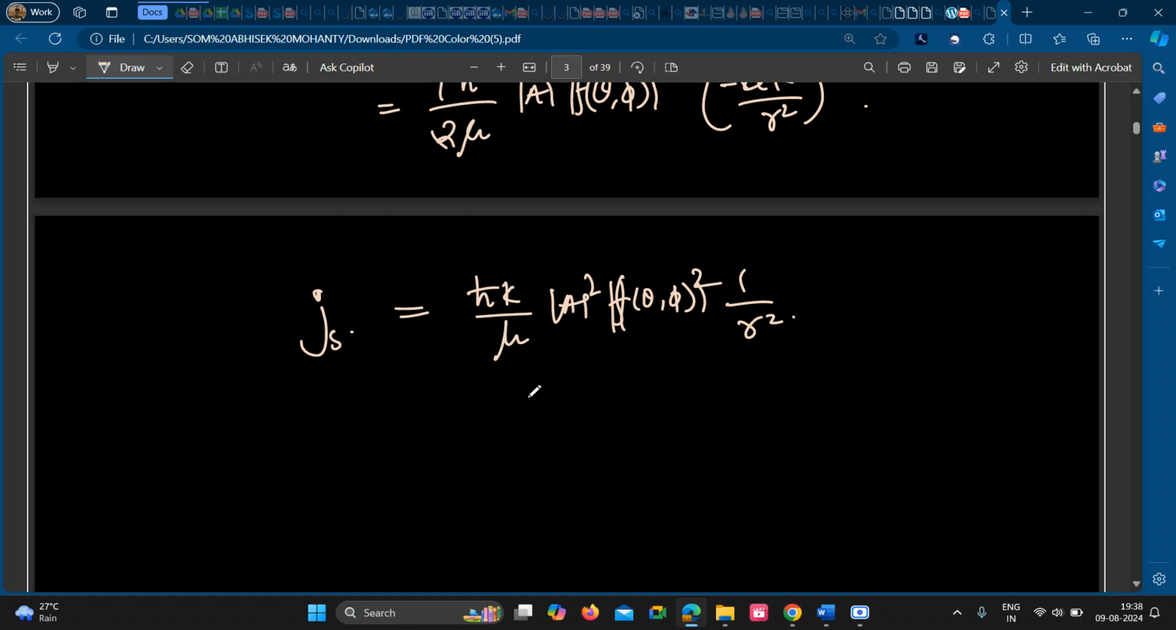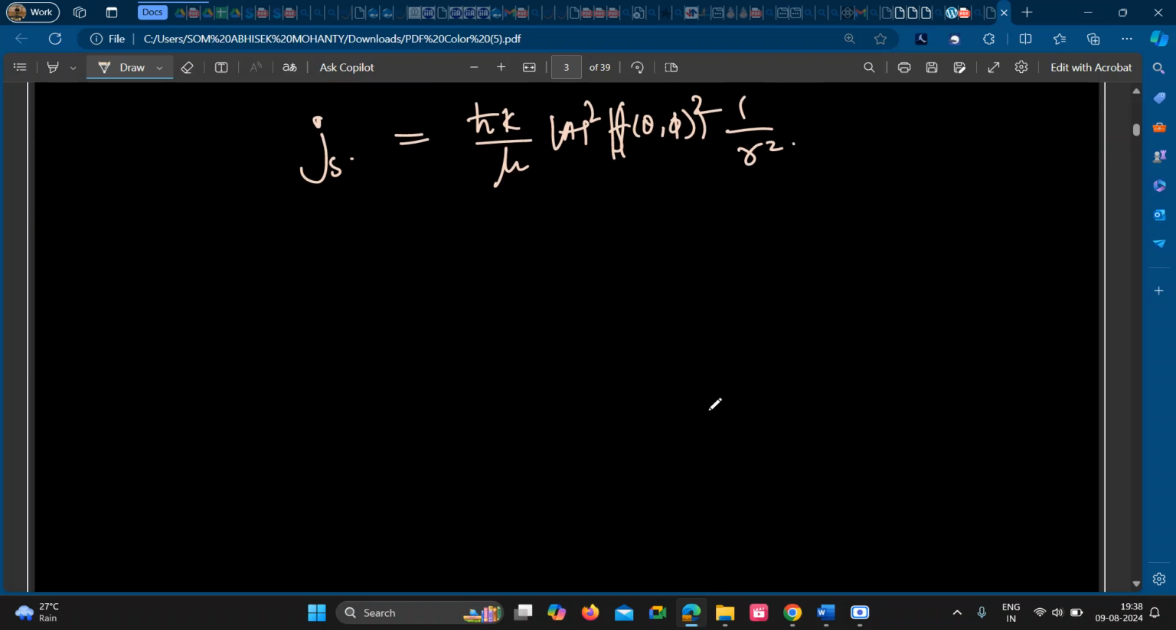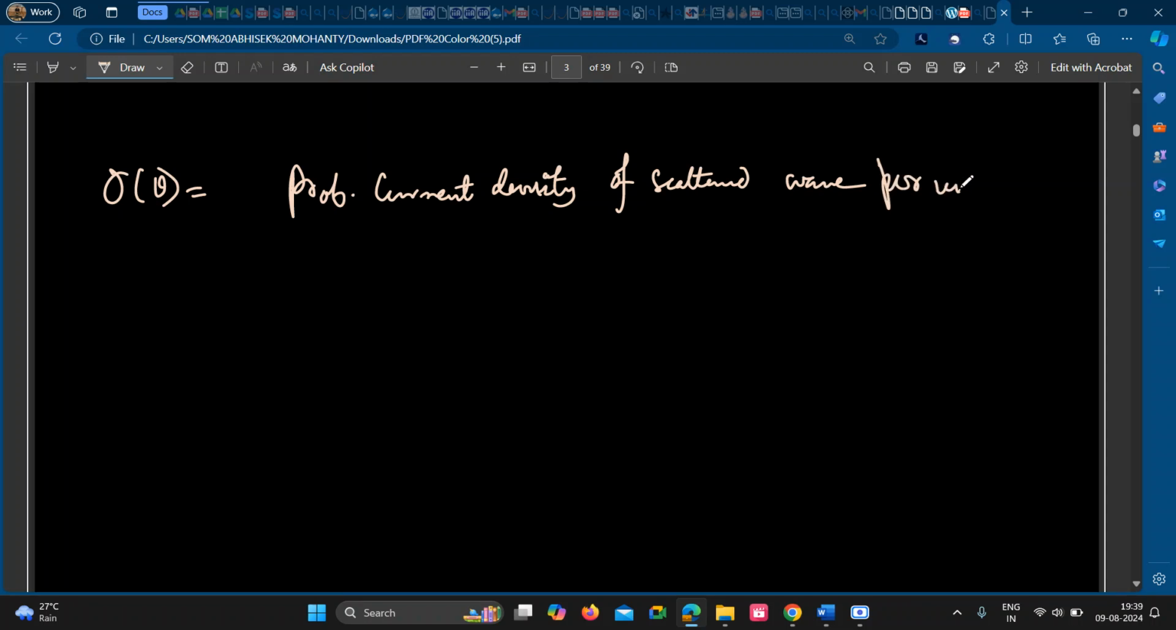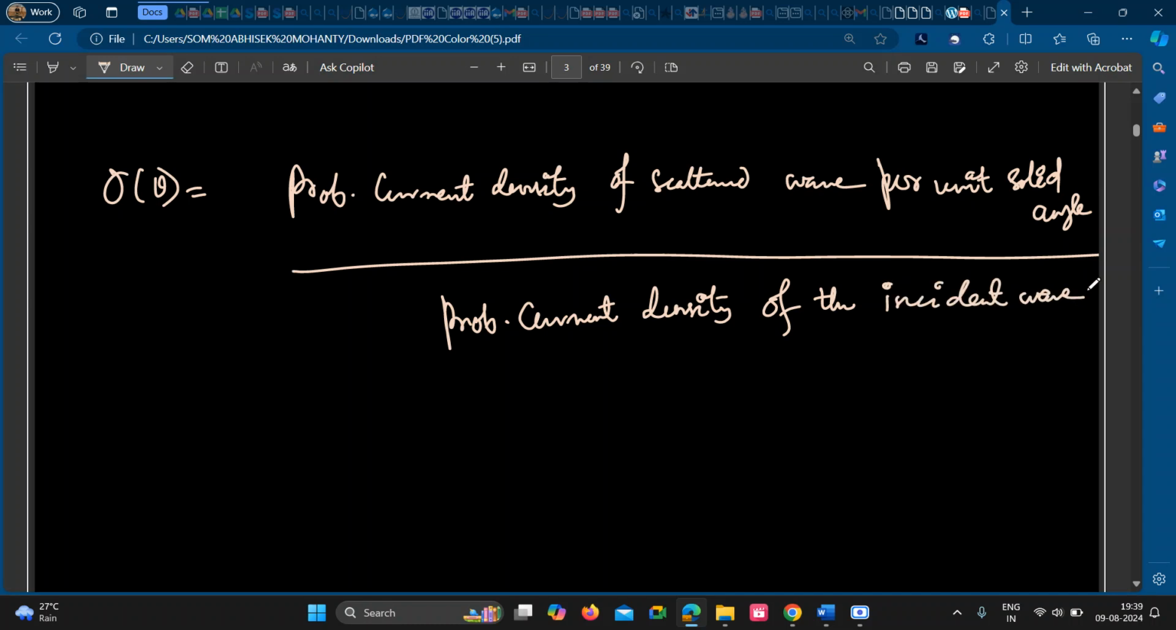Now the scattering cross section we need to find. See, σ(θ) — I have written the formula, I will write it again. σ(θ) is the probability current density of the scattered wave per unit solid angle, divided by the probability current density of the incident wave.